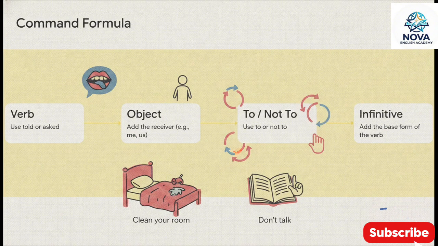Commands, on the other hand, are actually incredibly straightforward once you break down the formula. We use a specific, reliable structure: the verb told or asked, followed by the object, meaning the person being spoken to, followed by to or not to, and then the infinitive form of the verb. Let's apply this. If a direct command is "Clean your room," uttered by a parent, it logically becomes, "Mom told me to clean my room." If it's a negative command, like a teacher saying "Don't talk," we just use not to. So, "The teacher told us not to talk." It's highly actionable and works every time.